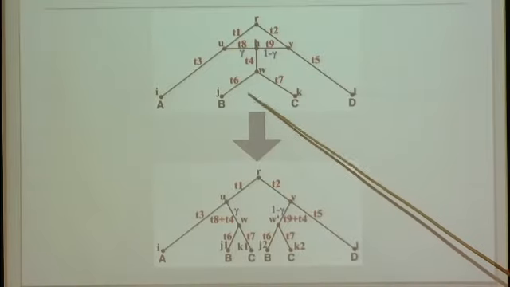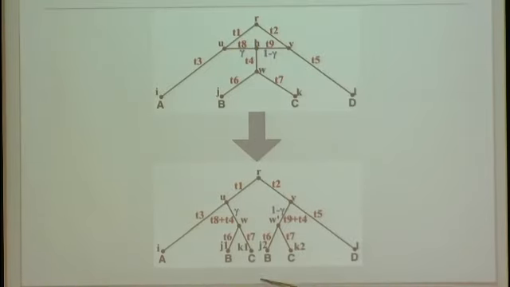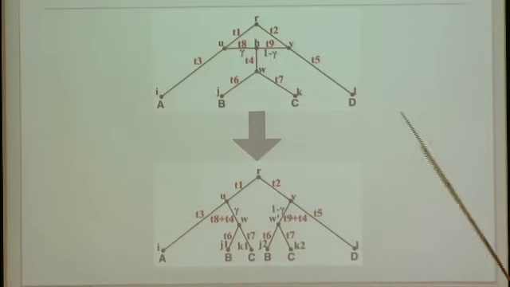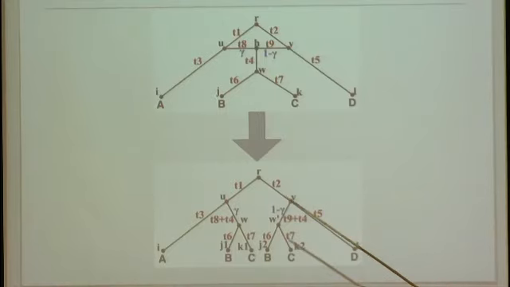Now you can imagine if there's more hybridization here, that the number of B's and C's will start growing exponentially also. Okay, so this is how we go from a phylogenetic network to a multi-labeled tree. It's a very, very straightforward procedure.